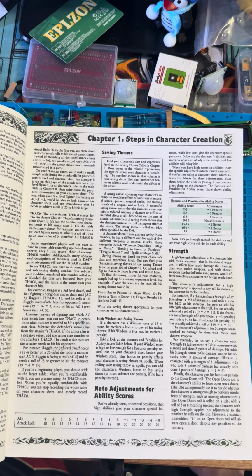To use THAC0, you have to do some adding and subtracting during combat. You subtract your modified attack roll, the number rolled on a 20-sided die plus any bonuses, from your THAC0, and the result is the armor class your character hits.